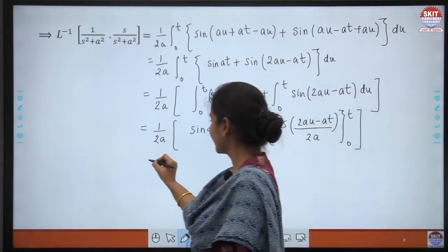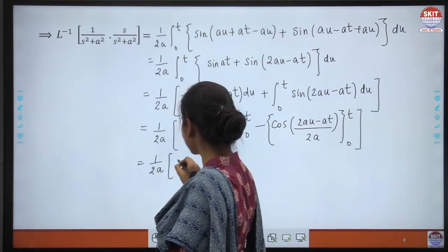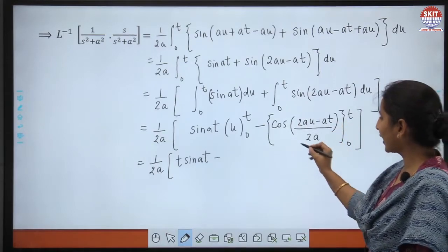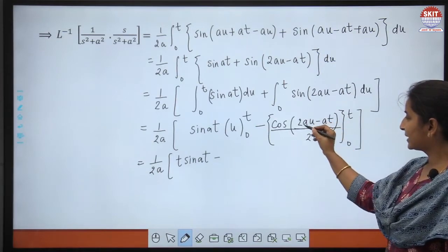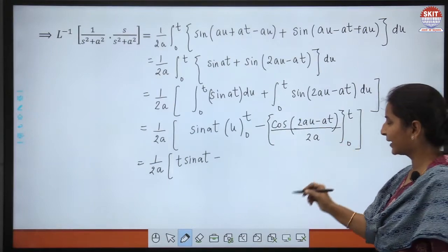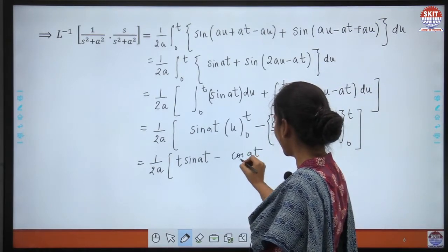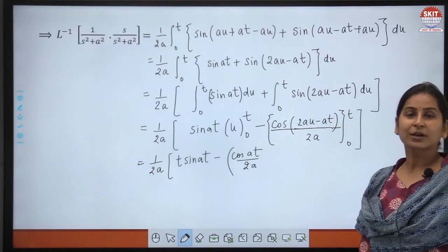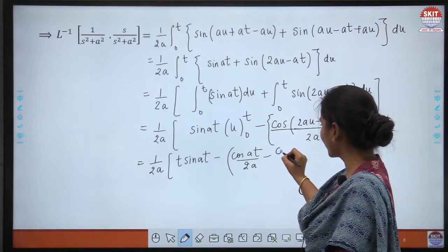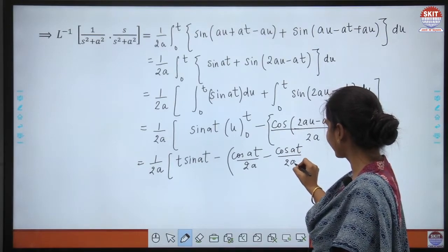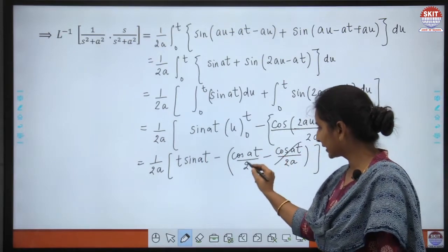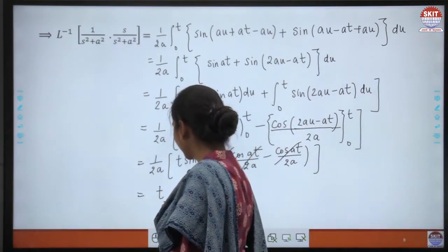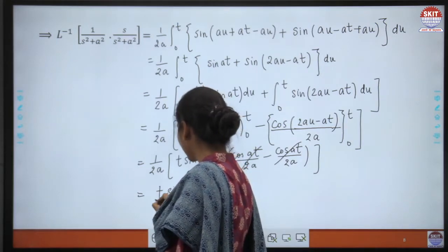Now again substituting the limits, this gives me 1 by 2a, then this gives t sine at. Further, this is minus sign. When I put the limit as t, this is cos of 2at minus at, which is cos at by 2a. When I put the limit 0 for u, this becomes cos of minus at, and cos of minus theta is cos theta again. So the next term also becomes cos of at by 2a. Now these two terms are similar, so they cancel out and we are left with only one function, that is t sine at. So the result for the inverse of the given function is t sine at by 2a.